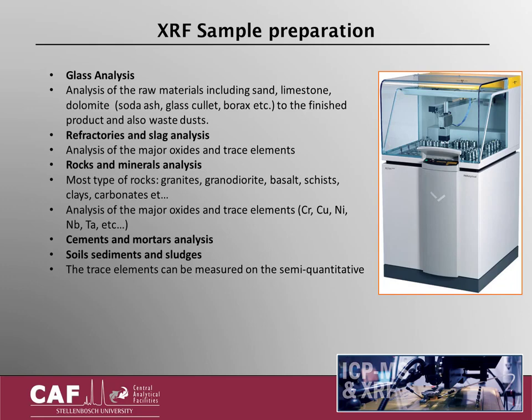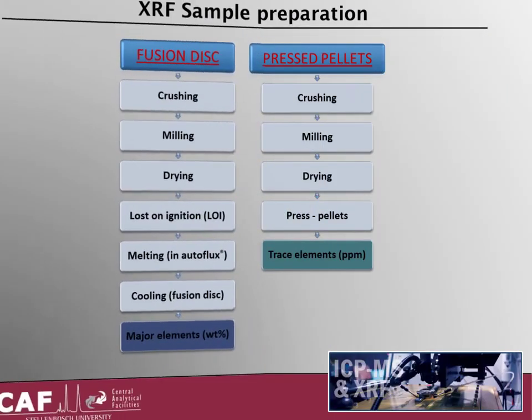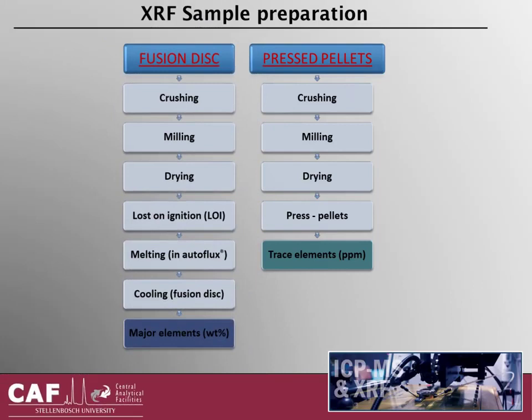The aim of the sample preparation in XRF is to prepare a sample that is homogeneous, has a flat analytical surface, and that will fit into the sample cup holder of the XRF spectrometer. The preparation of samples for XRF analysis can be done by two methods. The first is by making a fusion disk from your sample or a pressed powder pellet.